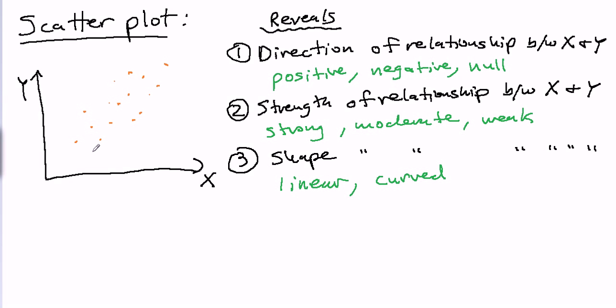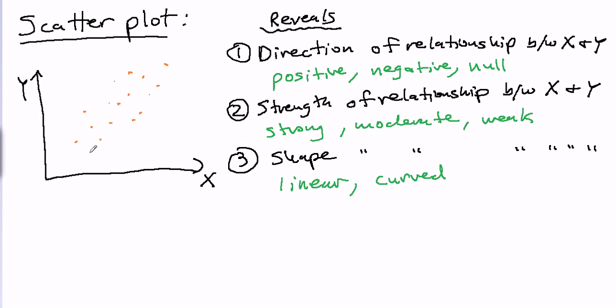So linear means a straight line. A line that is straight, which I'm trying to do there, is linear. Whereas any kind of curvature, any of this, no matter how dramatic, is curved. We're only going to consider linear relationships. The one we're looking at here is clearly linear.